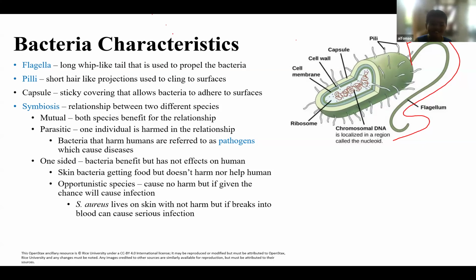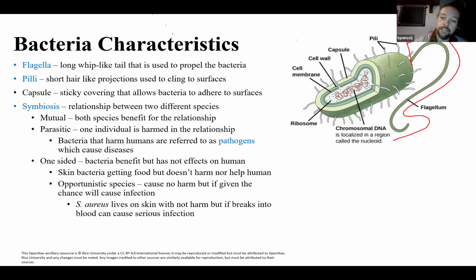Okay, so you have the flagella here, right? This long whip-like tail. So that is going to be used for bacteria movement. So it's according to where the bacteria is located. If it has a flagella, it's probably located in water because it's going to be using that flagella to swim around in the water. Every bacteria again doesn't have to have all these structures. These are just like a generalized bacteria cell.